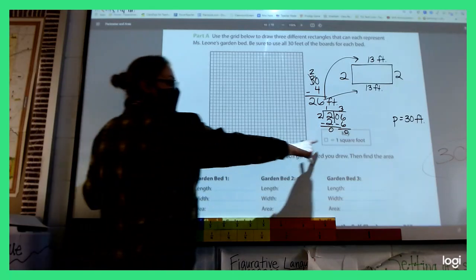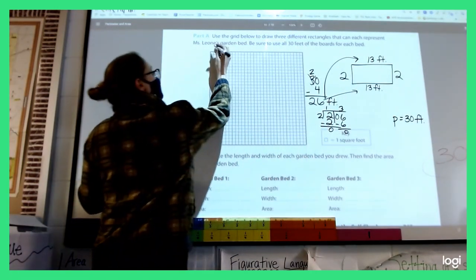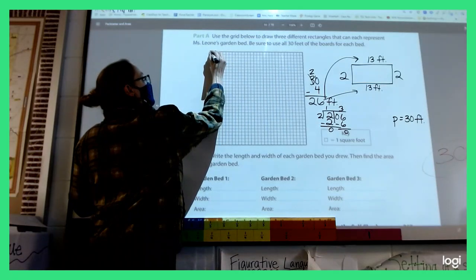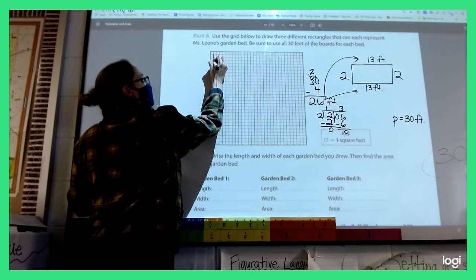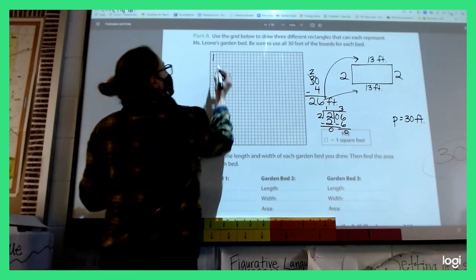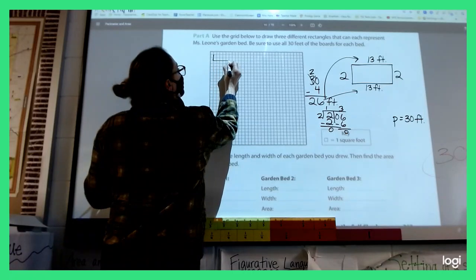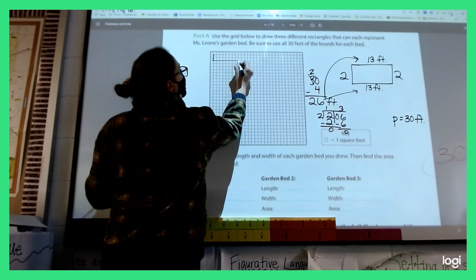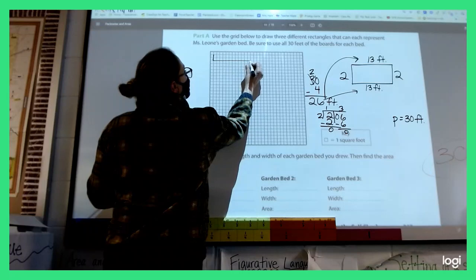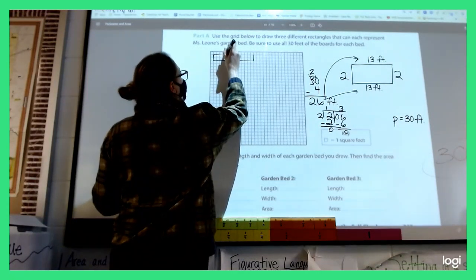Now this says that each box is 1 square foot. So my width is 2 feet. So I'm just going to start up here. I'm going to move in 1. I don't want it right on the edge. So 2 feet wide, 13 long. So you got to count over 13. 1, 2, 3. And then back up 2. And then we can close the top of our garden.